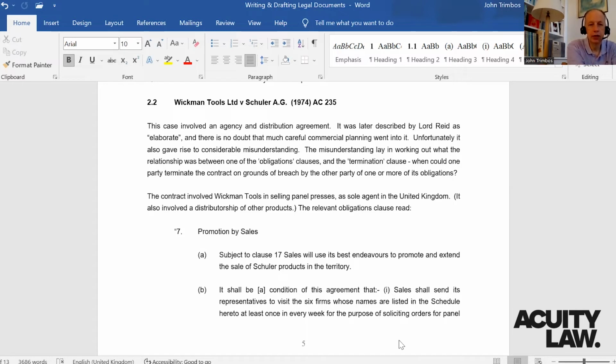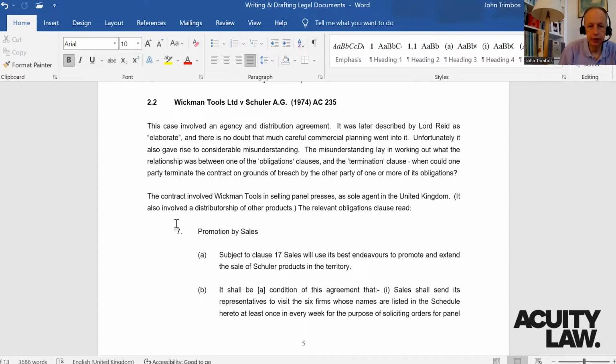Now, this was an agency and distribution agreement, and it involved Whitman Tools as sole agents selling panel presses and other Schuler products in the UK. And towards the bottom of page 5 there, we have an obligations clause, which is headed promotion by sales. And sales was a defined term. It meant Whitman Tools Limited and its army of self-employed salespeople. And it said that sales will use its best endeavors to promote and extend the sale of Schuler products in the territory, which was basically the UK mainland.